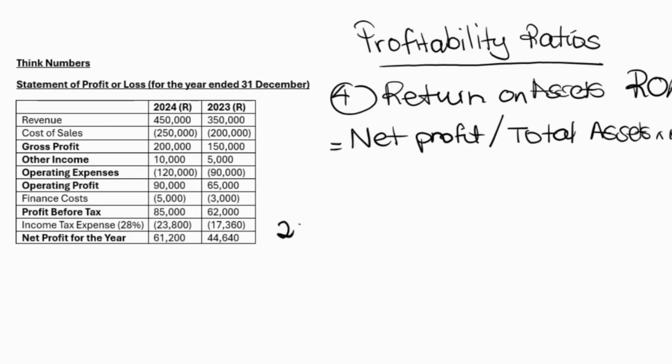And once again, we're going to multiply this by 100, and we'll start off with 2023. So in 2023, our net profit was 44,640 divided by total assets. Now it's total assets, meaning current and non-current assets. So in this statement here, I have my statement of profit or loss, right? But what I'm looking for is my assets. And in the statement of profit or loss, you only have two accounting elements, which are your income and your expenses. So we'll need to find what the total assets are for Think Numbers.